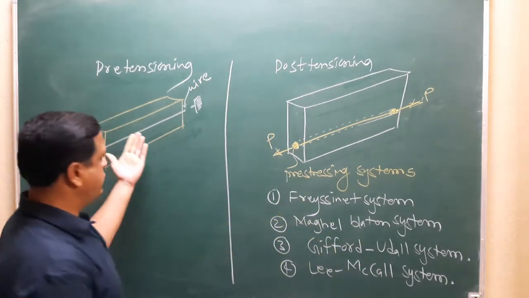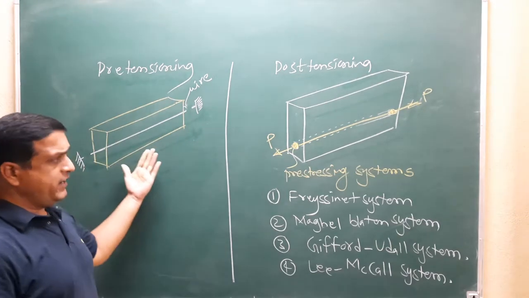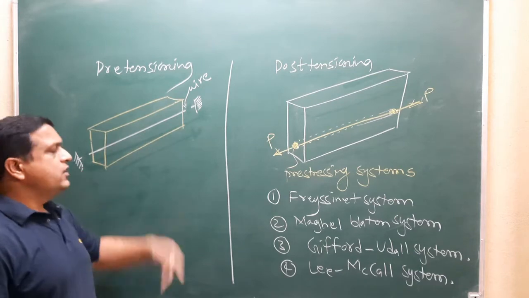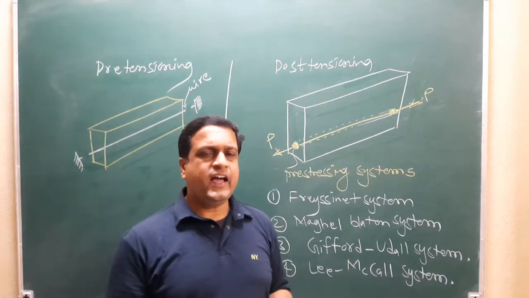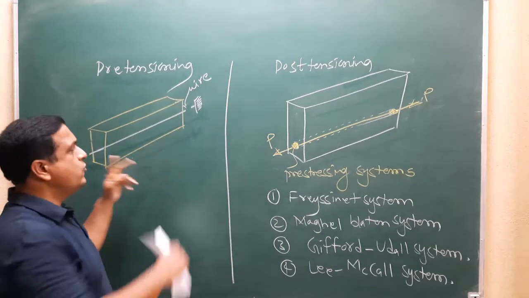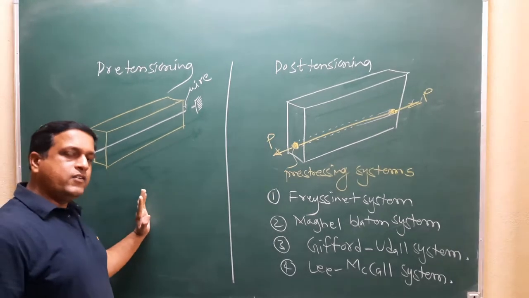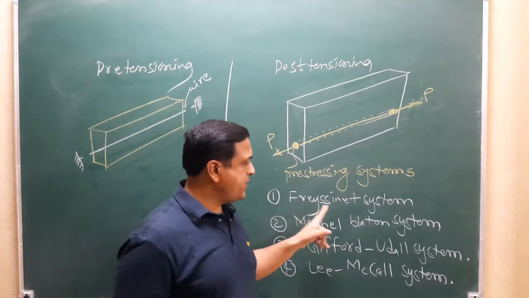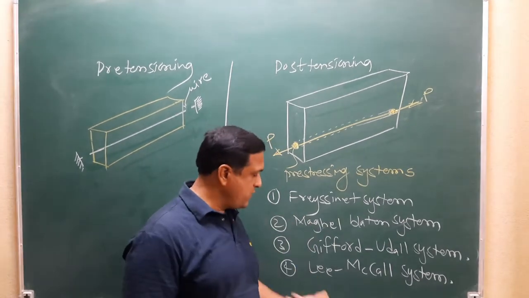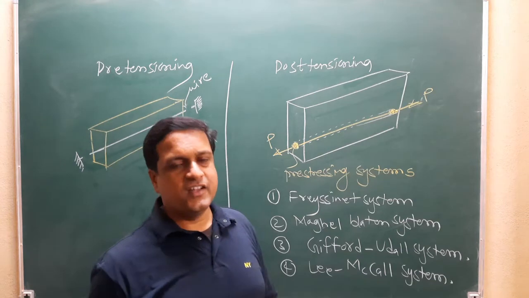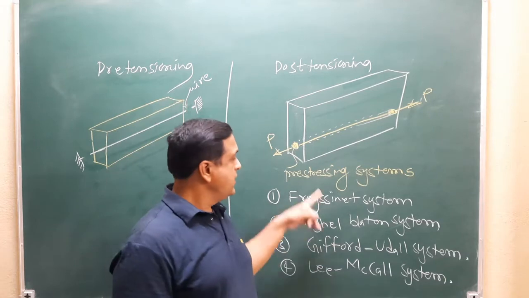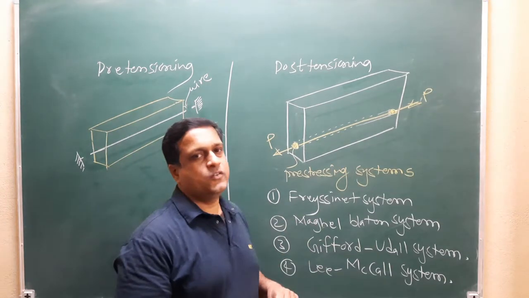There is no need to provide the pre-stressing systems in pre-tensioning because the wire is already stretched, and after the hardening of the concrete, you have to cut that wire. So there is no need to provide the systems here. Freyssinet, Magnel, Gifford-Udall, Lee-McCall, these are the names of the scientists who provided the pre-stressing systems. Okay, isn't it?